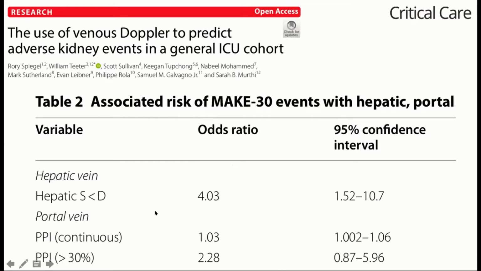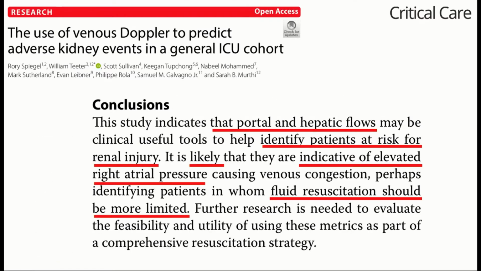And he actually found an association between altered hepatic and portal venous flow and the eventual development of major adverse kidney events. And so the authors of this study conclude that the portal and hepatic veins can potentially identify patients at risk for renal injury, and that it is likely indicative of increased right atrial pressure. It could perhaps identify patients in whom fluid resuscitation should be limited or stopped. I would say it could even identify patients who have to be de-resuscitated. However, in order to make this conclusion, we definitely need further research in this patient population.